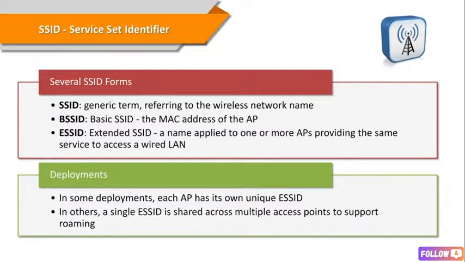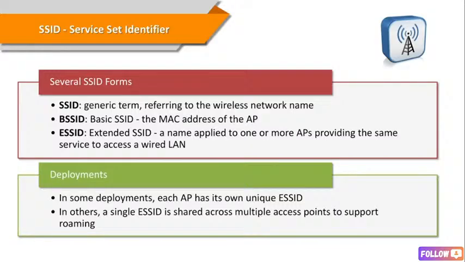So getting more specific, we have basic SSIDs, or BSSIDs, which are the MAC address of the access point, the 48-bit number that uniquely identifies every wireless, and every wireline for that matter, network interface. The extended SSID, or ESSID, is a unique name applied to one or more access points offering the same service, such as access to a single wireline network.